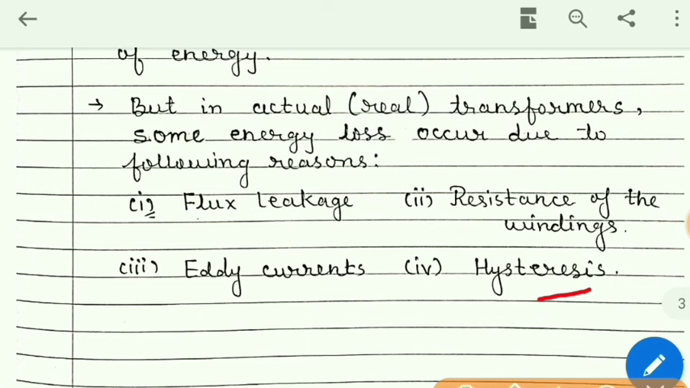Then finally, due to hysteresis. We have studied this also in chapter number 6. When there is a change in the current, there is hysteresis in the material, and due to that reason also there is a loss of energy.